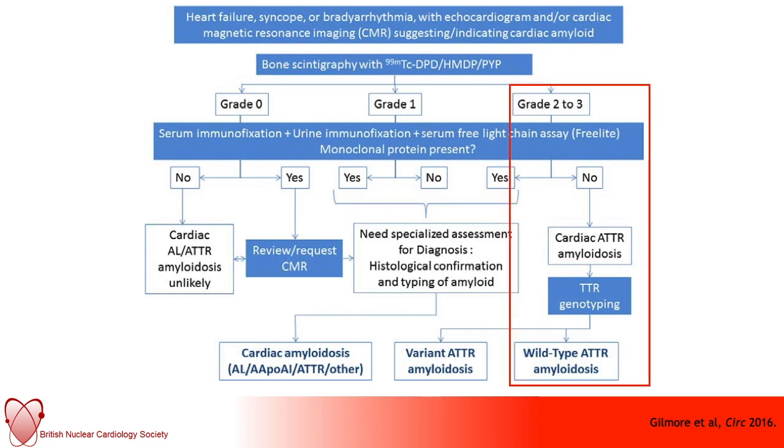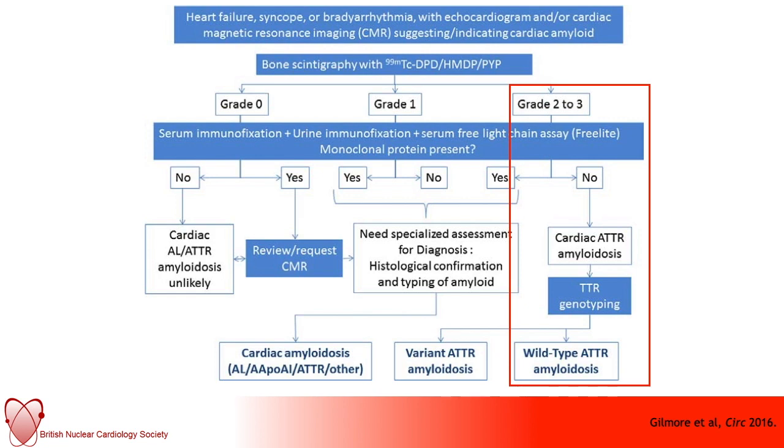I'll just draw your attention to that right-hand side column, where the combination of a grade 2 or 3 DPD, HMDP, or PYP scan combined with no plasma cell dyscrasia on serum immunofixation, urine immunofixation, and serum-free light chains gives you the diagnosis of cardiac TTR amyloid. Then depending on the TTR genotyping result, this will either be wild type or variant, and there's no need for an endomyocardial biopsy in these patients.